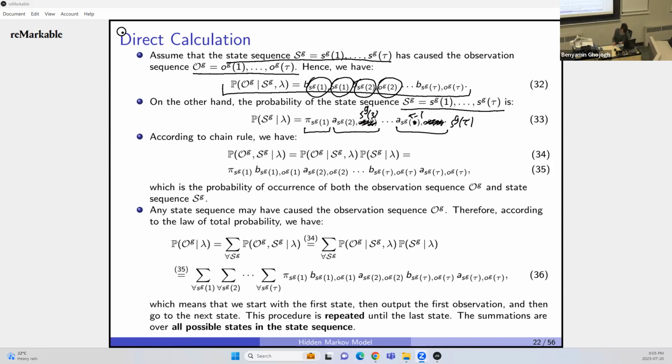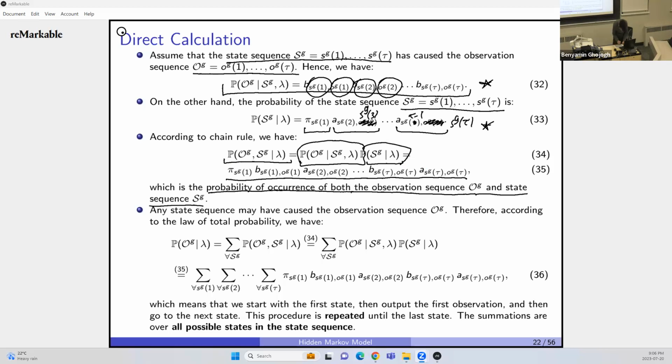Okay, according to the chain rule, what do we have? This is a chain rule. So I have probability of OG and SG given the HMM model. I can write it as probability of OG given SG and hidden Markov model times the probability of SG given the hidden Markov model. So we found these two above. Now I'm using equation 32 and equation 33 inside equation 34. It gives me equation 35, right? And what is that? It's the probability of occurrence of both the observation sequence and the state sequence. So the joint probability of a state sequence and observation sequence.